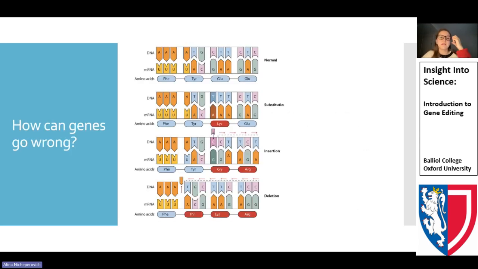So when we talk about gene editing, I think it's also very important to understand how things could go wrong in the genes in the first place. Here there is a very simplistic diagram of mutations that we can have in DNA. At the top, you see the normal sequence of DNA, which can then be copied onto an mRNA and then copied into a sequence of amino acids.